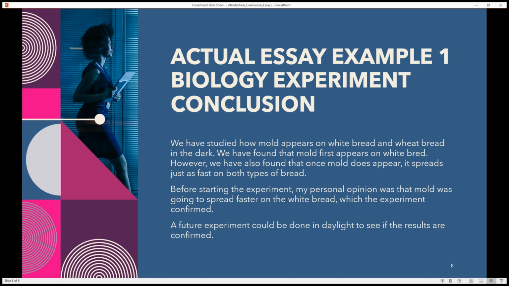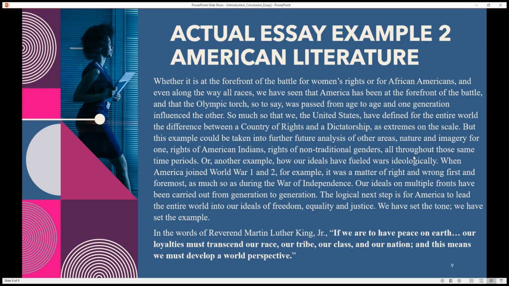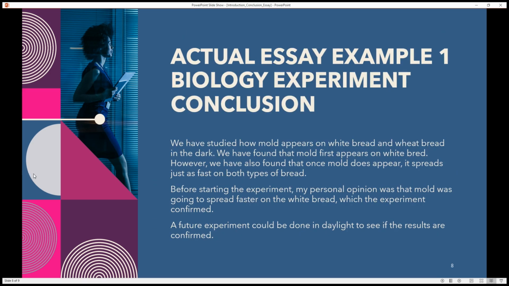So we have studied how mold appears on white bread and wheat bread in the dark. We have found that mold first appears on white bread. However, we have also found that once mold does appear, it spreads just as fast on both types of bread. Before starting the experiment, my personal opinion was that mold was going to spread faster on the white bread, which the experiment confirmed. A future experiment could be done in daylight to see if the results are confirmed. Okay, so here the three parts are separate: the summary, personal opinion, and closing the door and opening a window.